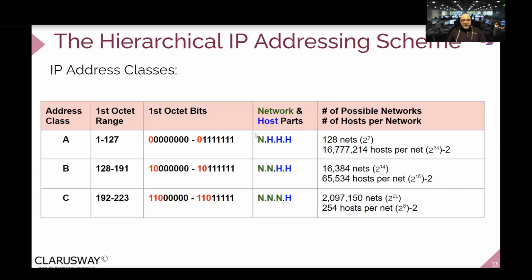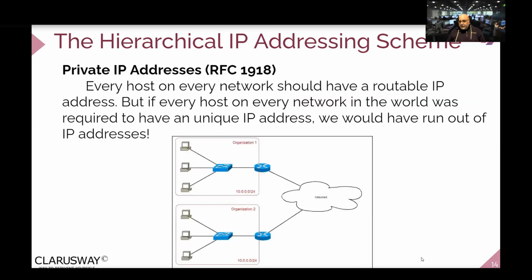Just to look at it a different way, Class A, B, and C, this is what the IPs start with, and this is how you'd see the network and hosts broken up. Class A: fewest networks, most hosts per network. Here you have the most networks and the fewest hosts per network. Big networks, lots of hosts. Small networks, few hosts.